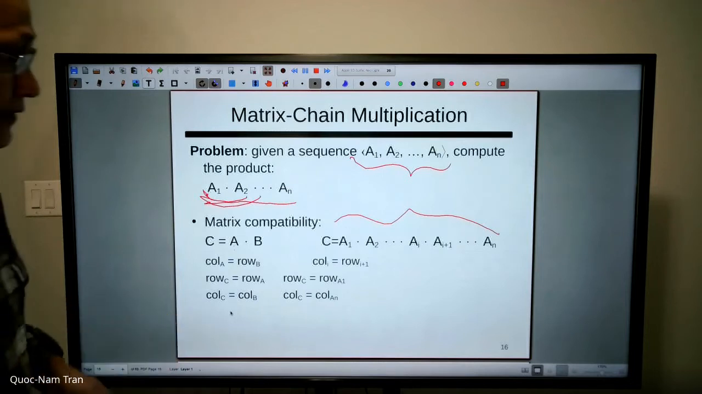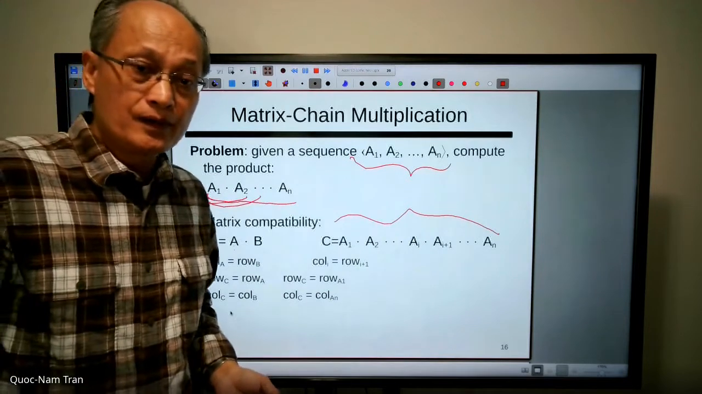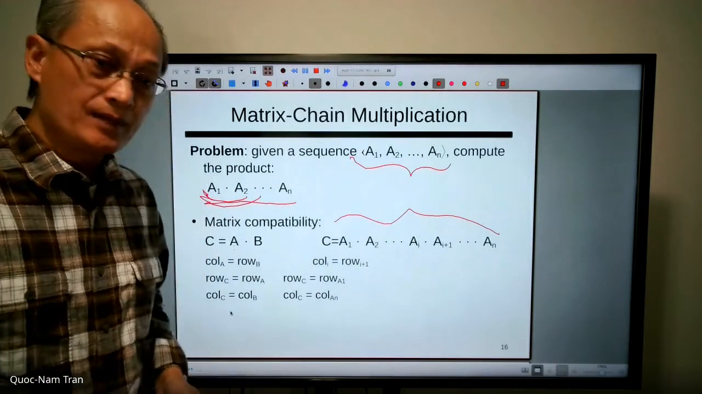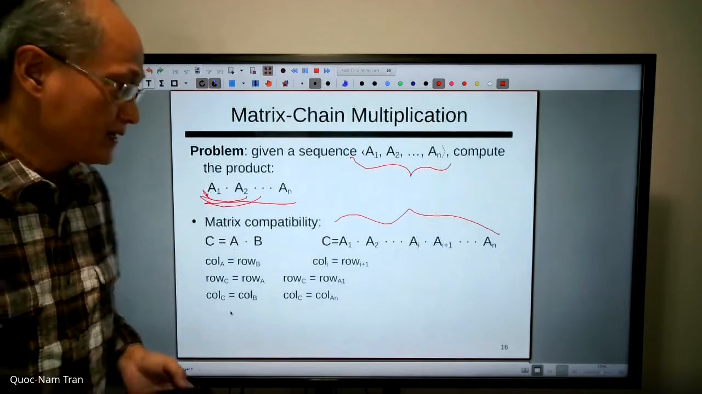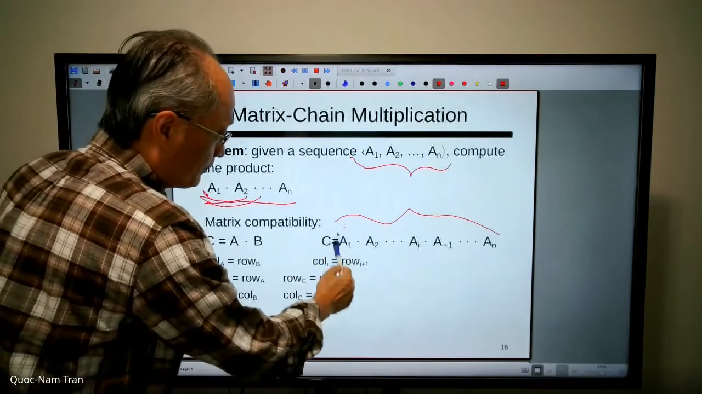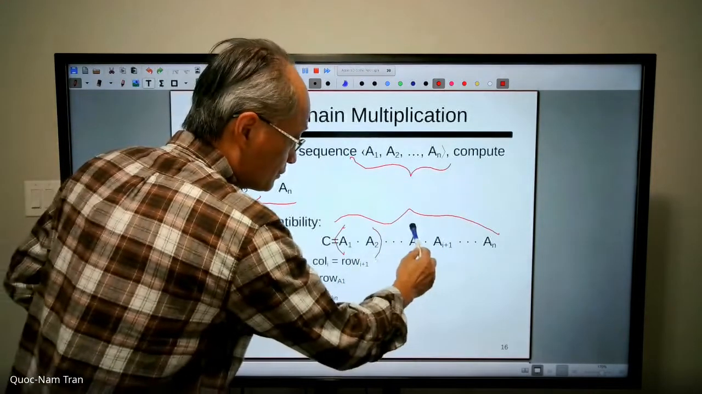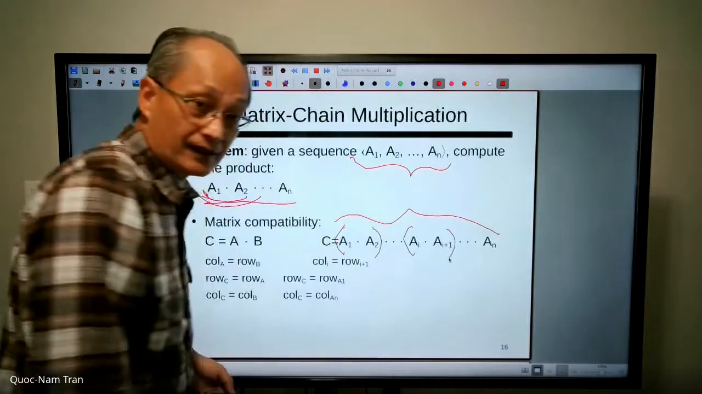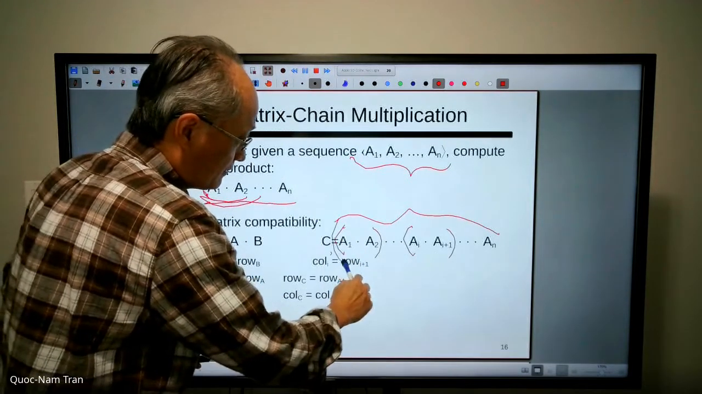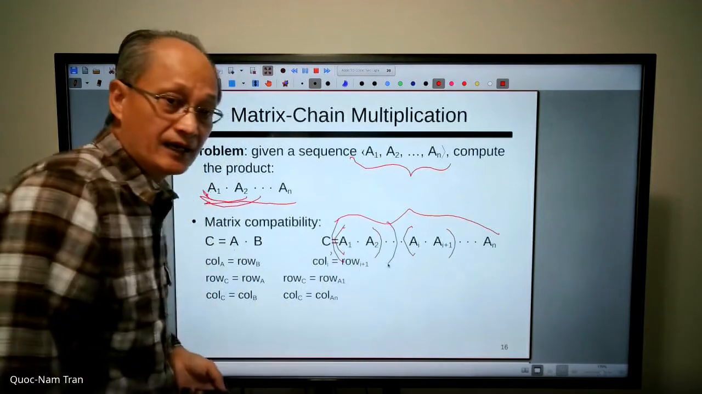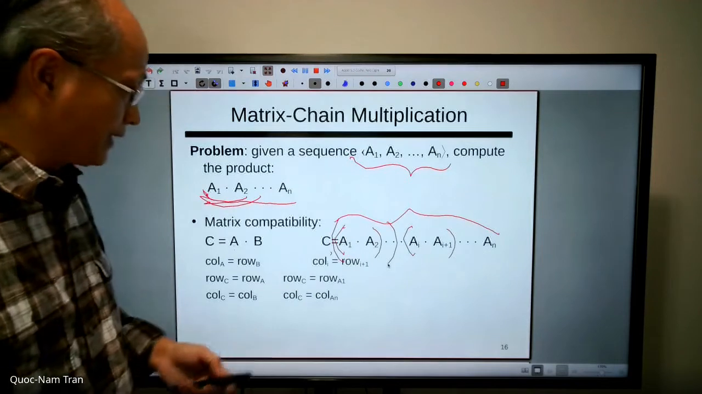So we have a list of matrices, and as I said before, you can choose any one of them to multiply first and then do the next. Like here, we can multiply these two together first, and then these two together next. And after that, you can multiply the result here with the next one, etc. So many ways to multiply.